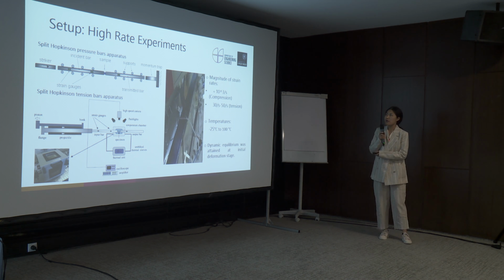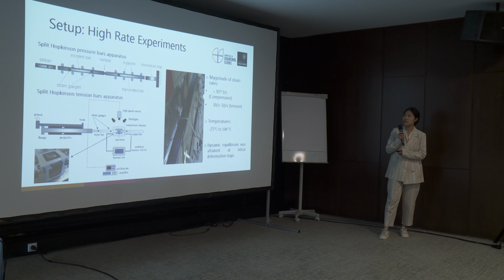The high rate compression experiment was conducted at a strain rate on the order of 10^3 per second, but the high rate tension experiment was conducted at strain rates ranging from 30 per second to 50 per second, because we have to achieve dynamic equilibrium for our high rate test, and it's harder to achieve dynamic equilibrium for these kinds of foams under tension, so the lower strain rates were chosen.